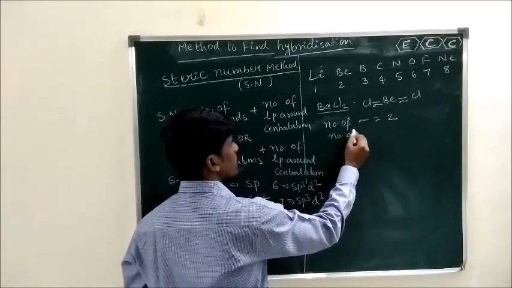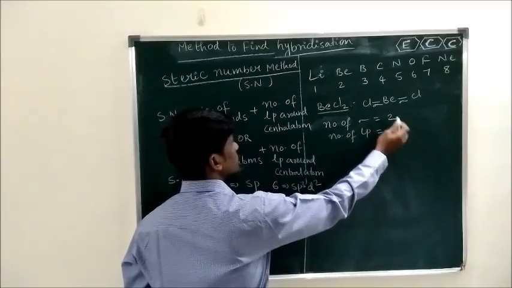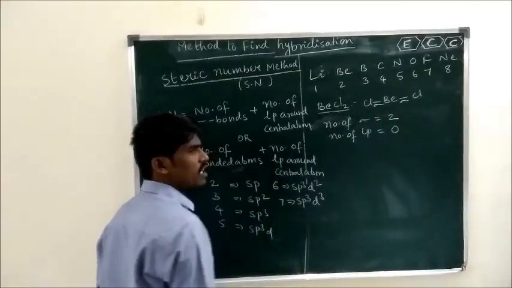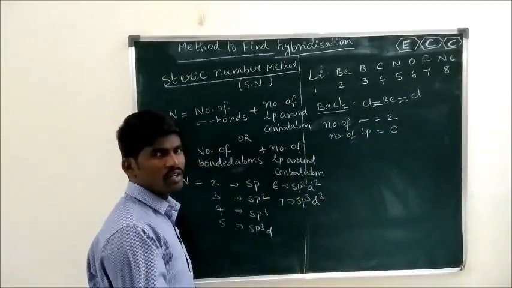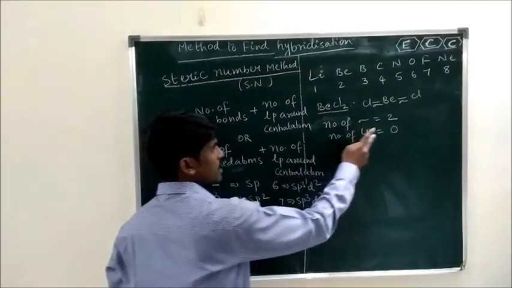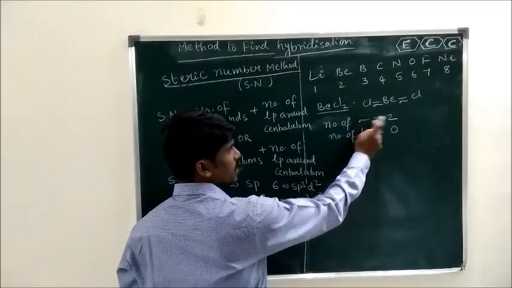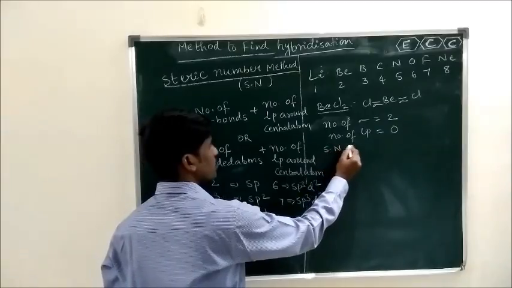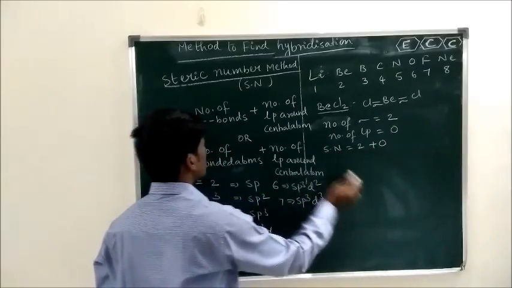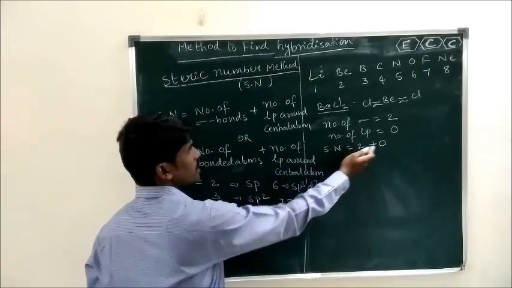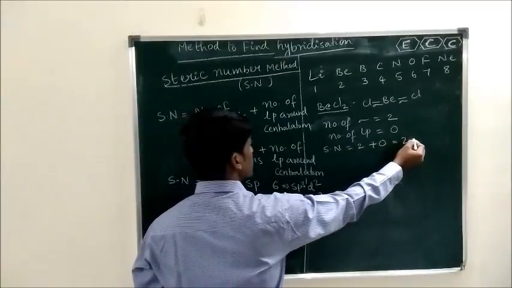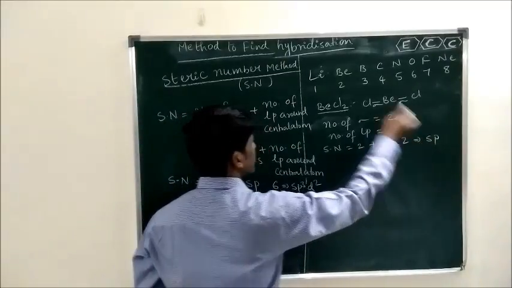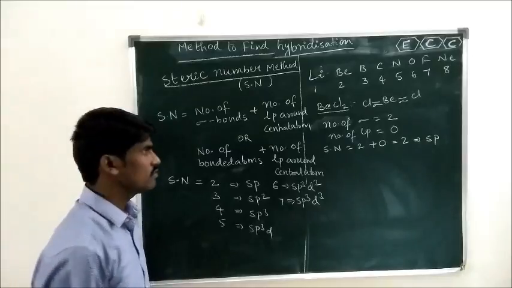And the number of lone pairs is equal to 0, because all 2 valence electrons of beryllium are utilized for bonding. In such cases, no lone pairs. Sigma is equal to 2, so steric number will be 2 plus 0, sigma bonds plus lone pairs, which is 2. Hybridization is sp hybridization, right?